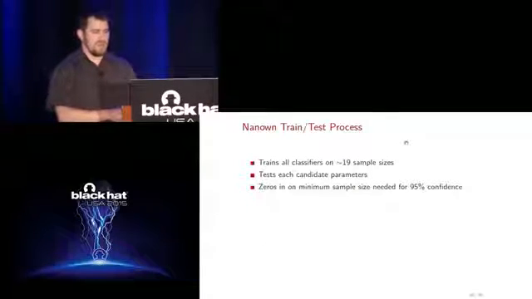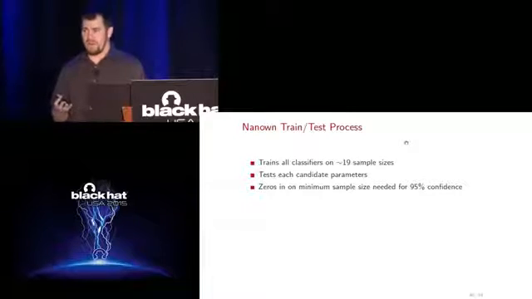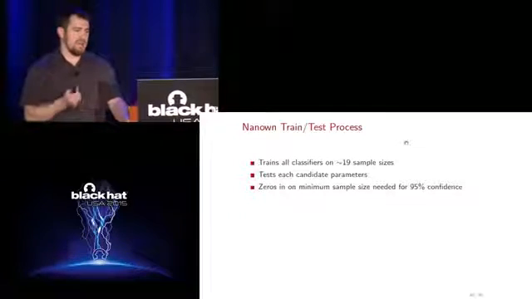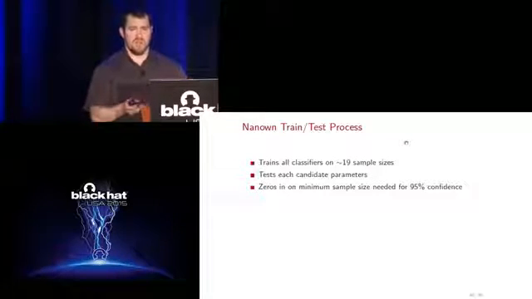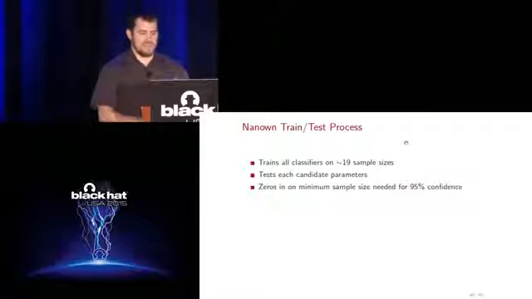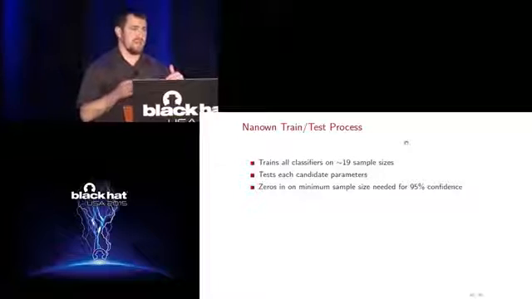Just a little bit more about the training and testing process. Because our training algorithm may not be perfect, we actually train each classifier multiple times and come up with different parameterizations and then try them all out. One of the reasons for this is that if you train on different sample sizes, different numbers of observations, you actually get very different results in the training algorithms.